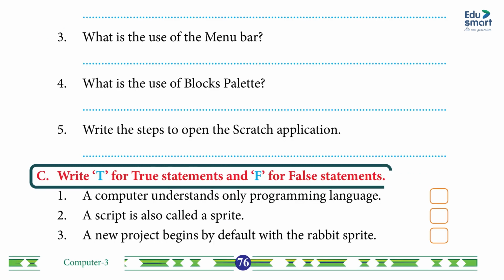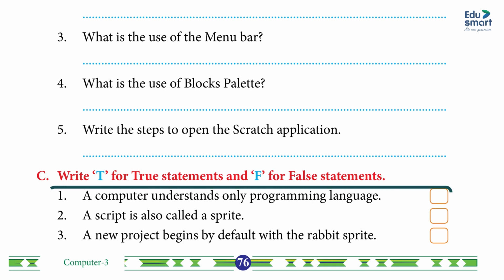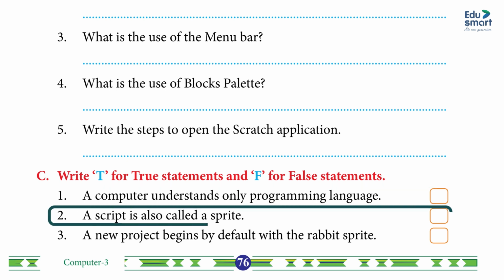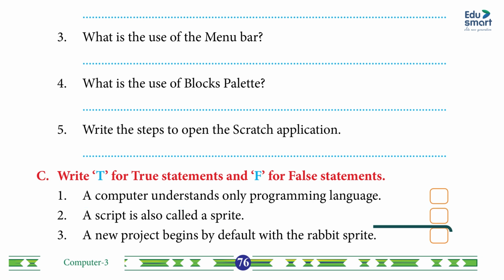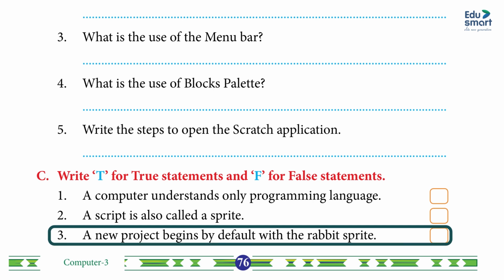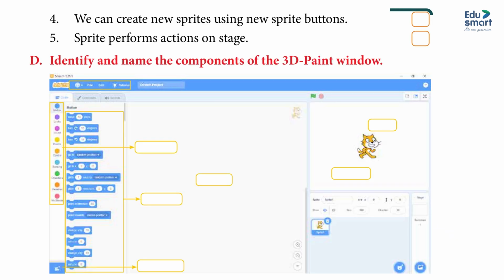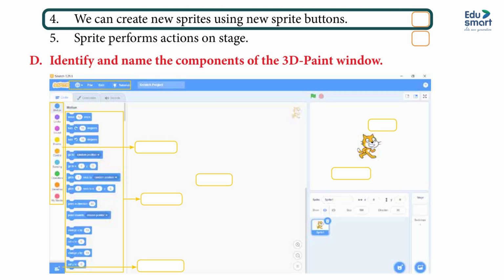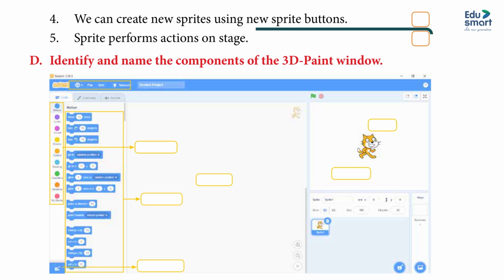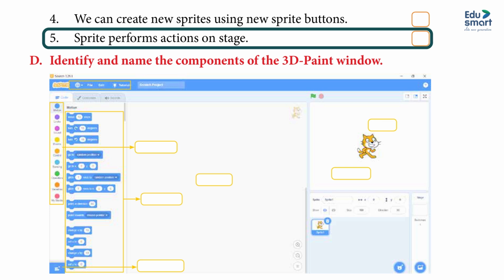C. Write T for true statements and F for false statements. 1. A computer understands only programming language. Answer: True. 2. A script is also called a sprite. Answer: False. 3. A new project begins by default with the rabbit sprite. Answer: False. 4. We can create new sprites using new sprite buttons. Answer: True. 5. Sprite performs action on stage.